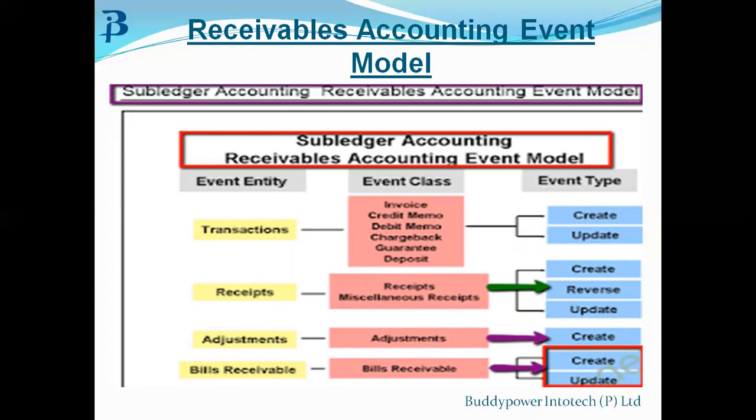So adjustment will create an entry like debit adjustment, credit the receivable account, or vice versa, receivable to adjustment. Okay. So bills receivable is the same as a transaction. Invoice, credit memo, everything will come under bills receivable. If your company has bills receivable, you have to set up separately for that. Create, update. Only adjustment doesn't have update, because it is for minor charges. Immediately it will create and it will vanish. Okay, clear?